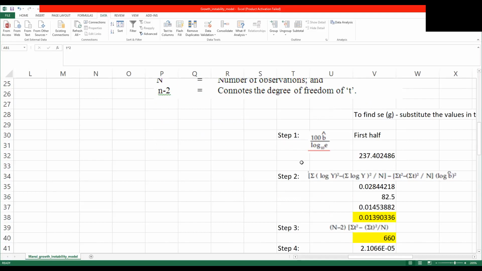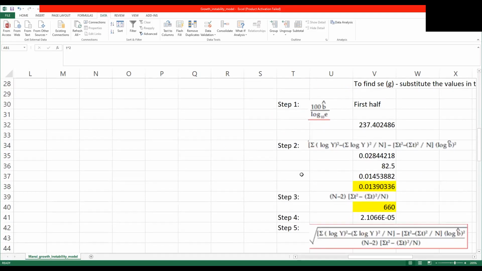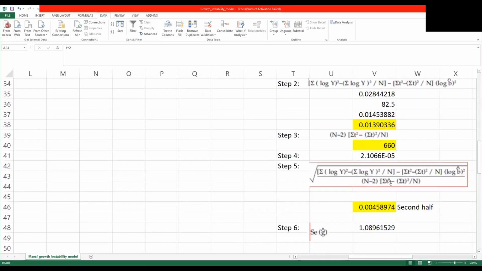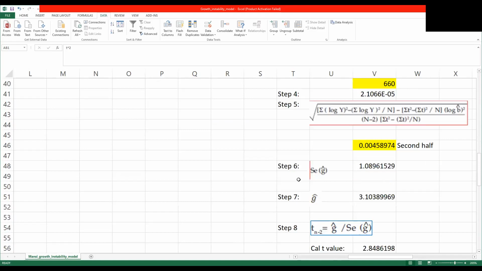Okay, so like we have gone step by step over here. If you want this Excel file, I can share this with you, no issues at all. See, we have gone step by step, and then we have solved all those things by just incorporating values. And then here we have obtained the standard error of growth rate. So 1.089, this is the standard error of growth rate, and this is the growth rate 3.10, which you already obtained.